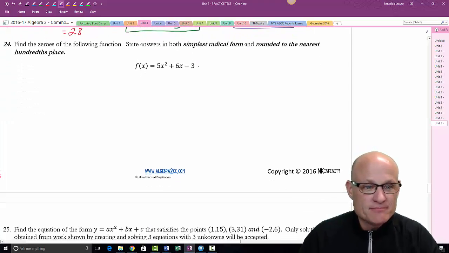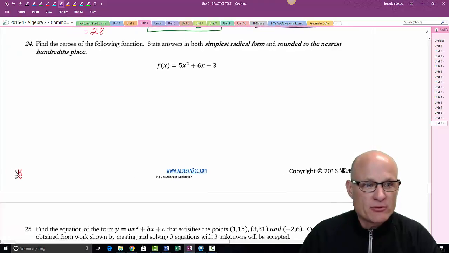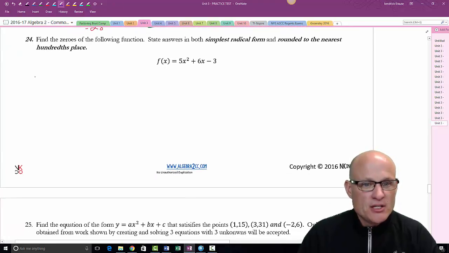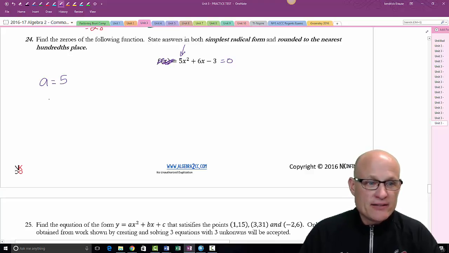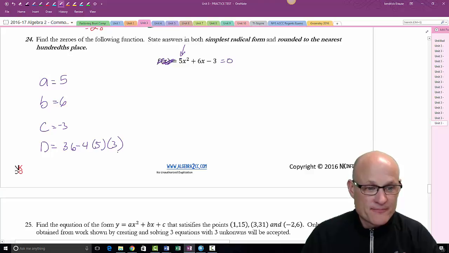All right, here we go again. Again, we're going to use the quadratic formula on this one. And I'm going to set it equal to 0, but I don't want to move anything because A is positive. So A equals 5, B equals 6, C equals -3, and then D is equal to 36 minus 4 times 5 times 3.